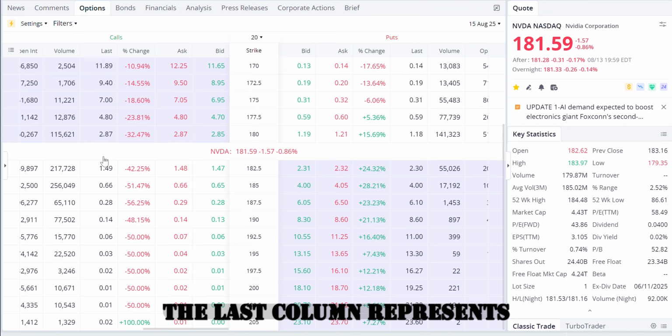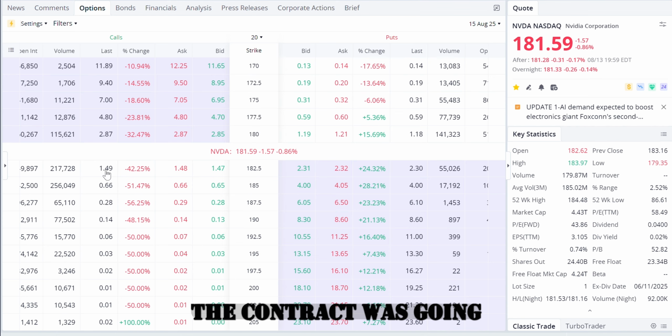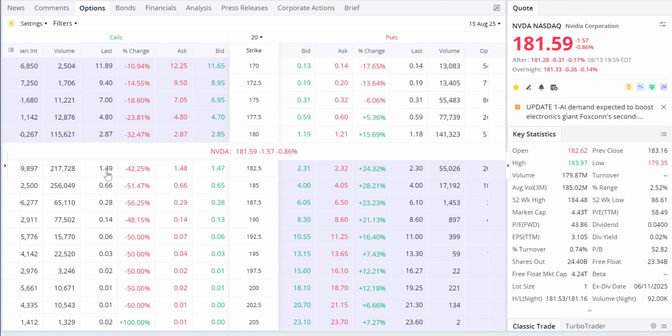The last column represents how much the contract was going for the last time, okay? So it's going for $148 right now, currently at the close of today, August 13th. Before that, it was going for $149, okay?